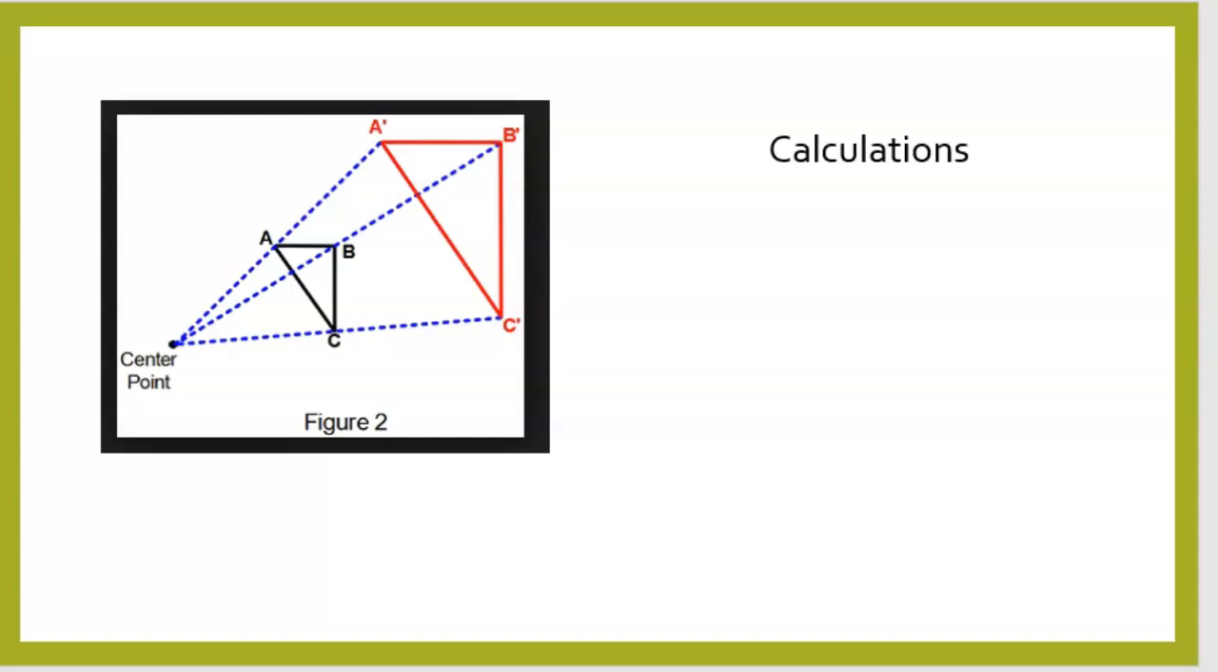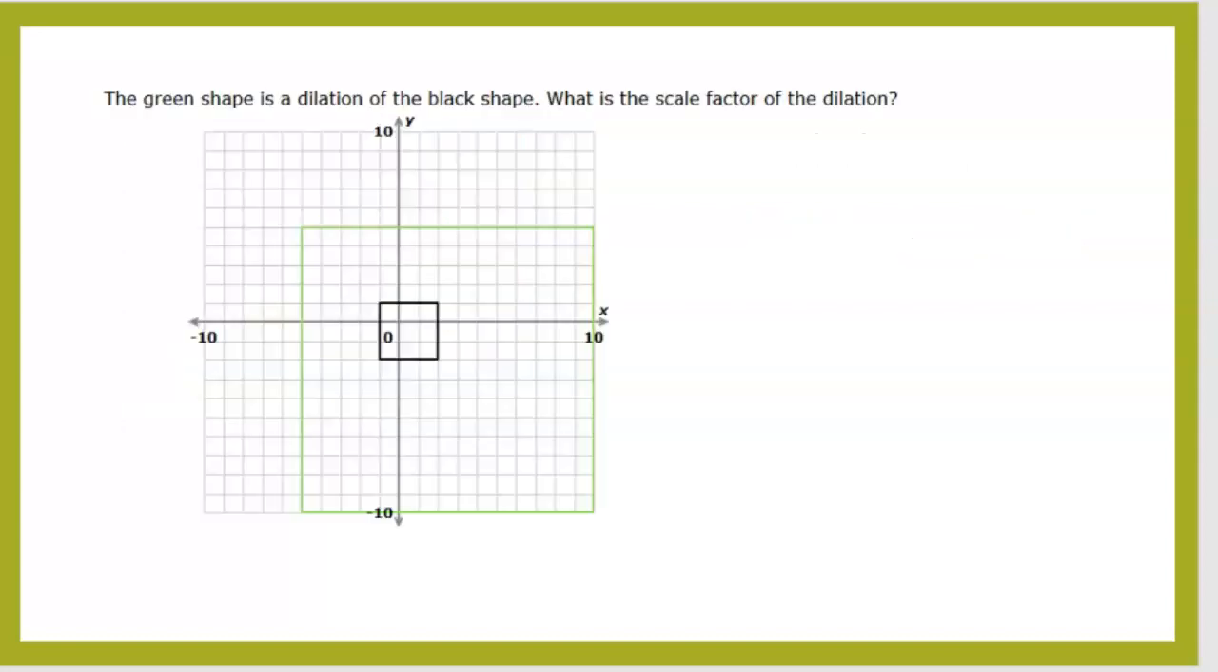So now we're going to do some calculations. We're going to be able to calculate that scale factor. How much is this shape changing? And this might be the most useful part. It tells us that the green shape is a dilation of the black shape. So the black shape, let's call this A, B, C, D, is the original because the green one is a dilation of it. I wish it were labeled, but we should label it for ourselves.